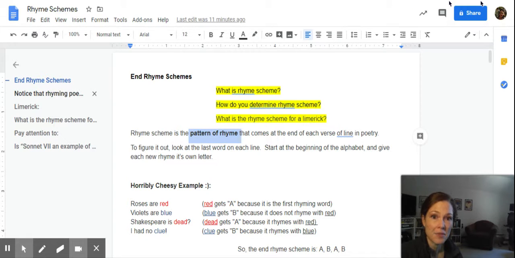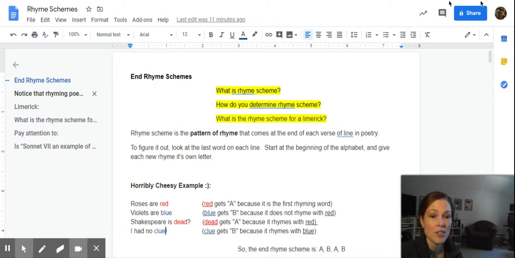And to figure it out, you look at the last word on each line. Start at the beginning of the alphabet and give each new rhyme its own letter. So this is a terribly cheesy example. Roses are red, violets are blue. Shakespeare is dead? I had no clue. And you can hear that beat, that rhythm, but you can also see that rhyming pattern. We have red that rhymes with dead and blue that rhymes with clue.